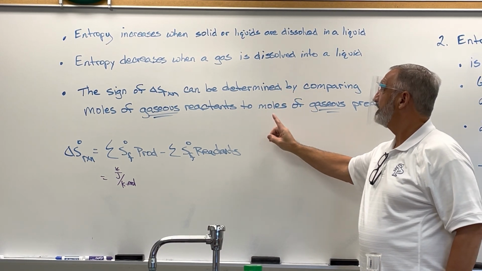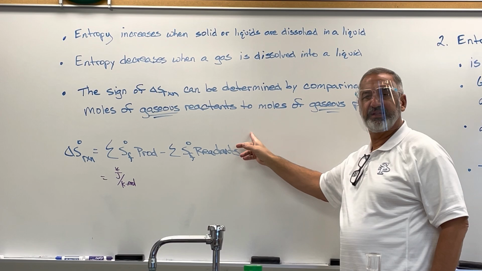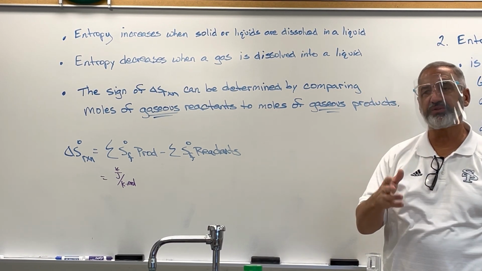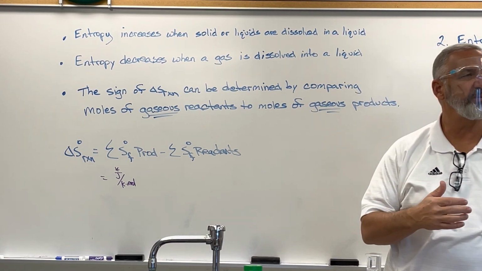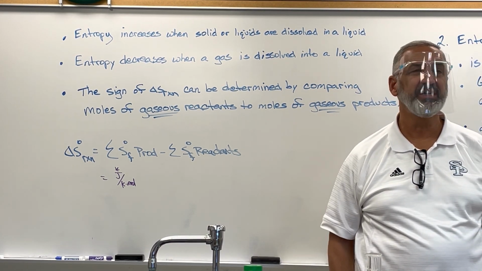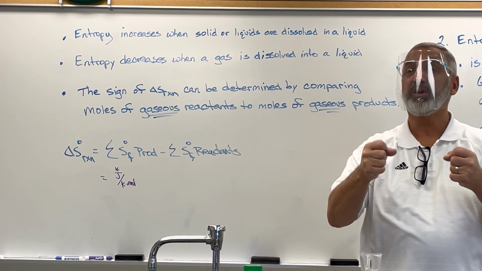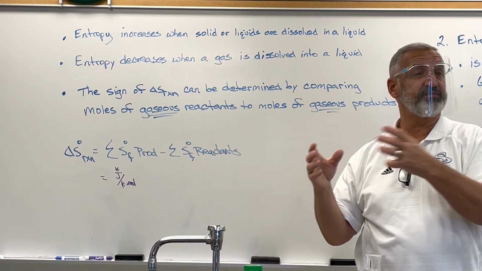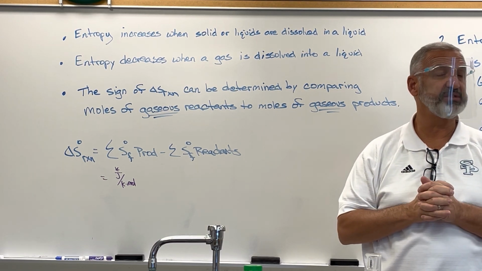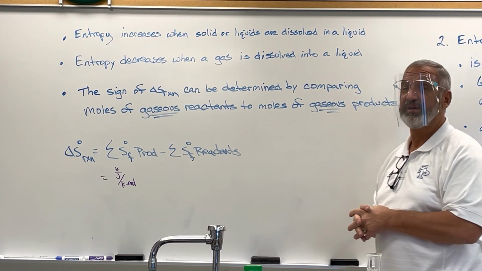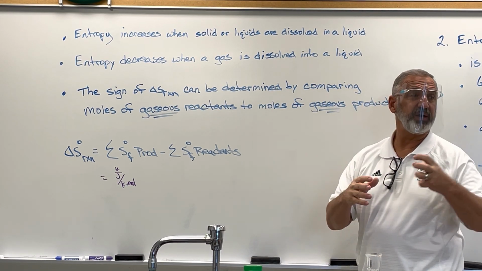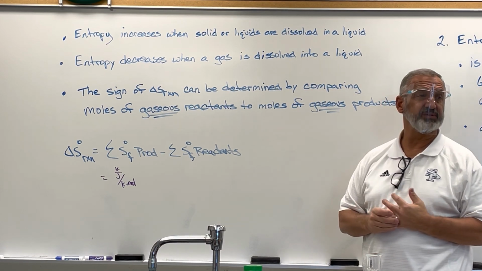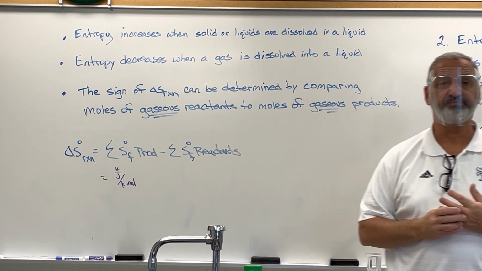And then lastly, we can determine the sign of delta S just by looking at chemical reactions. And in the video we went through some, and we'll do a few more in the book on that, just being able to determine the sign. It's just if moles of gases are being produced, entropy increases. If moles of gas are decreasing from reactants to products, then entropy decreases. And you just look at moles of gas. You don't worry about solid, liquid, or aqueous. Just compare moles of gas reactants to moles of gas products. And I did several examples of those, I believe, on the video.